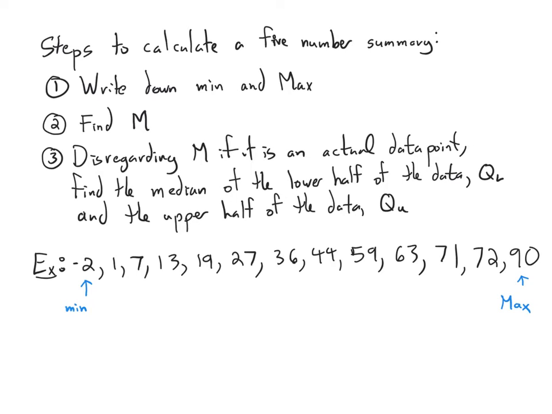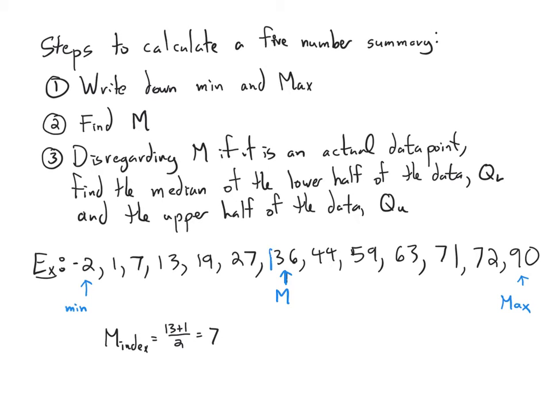So the index of the median is going to be 13 plus 1 over 2. 14 over 2 is 7. So we need the 7th data point. That will be our median. 1, 2, 3, 4, 5, 6, 7. So there is our median. I'll do it in blue, I guess. Median M, or 50th percentile.